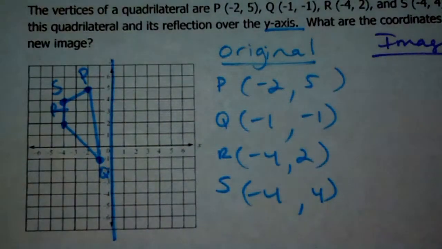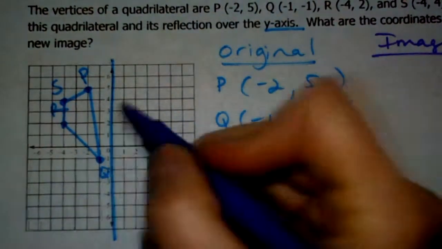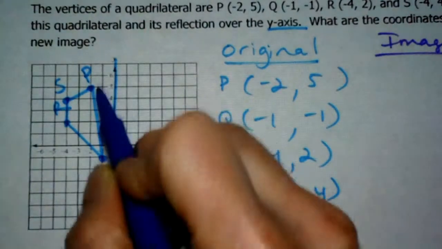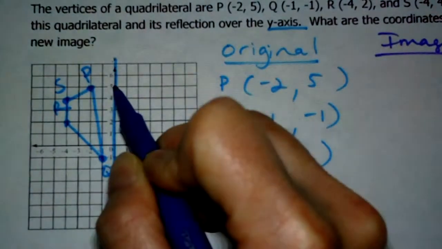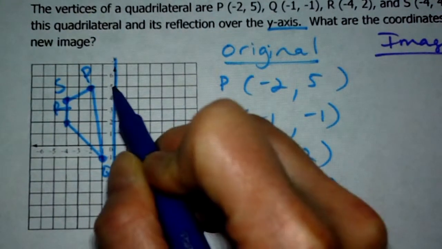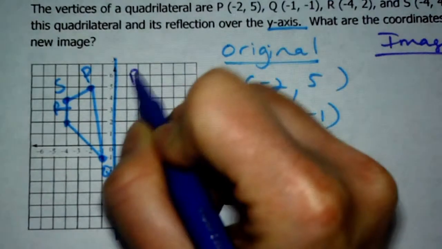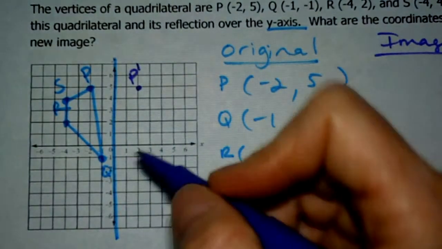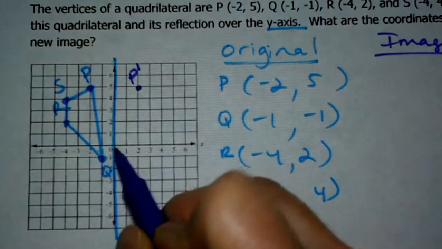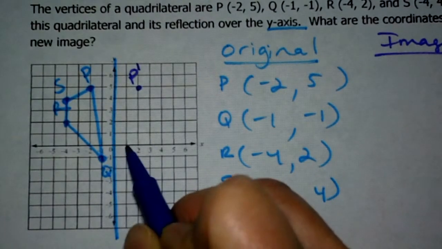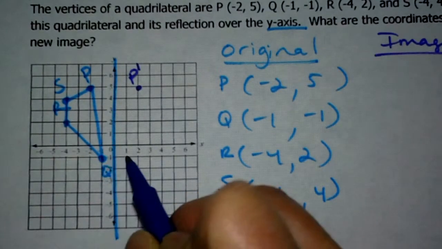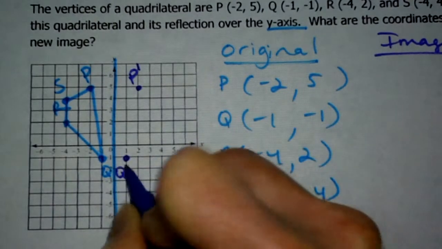So again, the y-axis is our mirror. To get to P, I want to stay in the same position, right? I still have to go up 5, and it's 2 away, so I still need to be 2 away, and that's the image of P. For Q, to get to Q, it looks like we have to be down 1 and 1 away. So there's our Q prime.